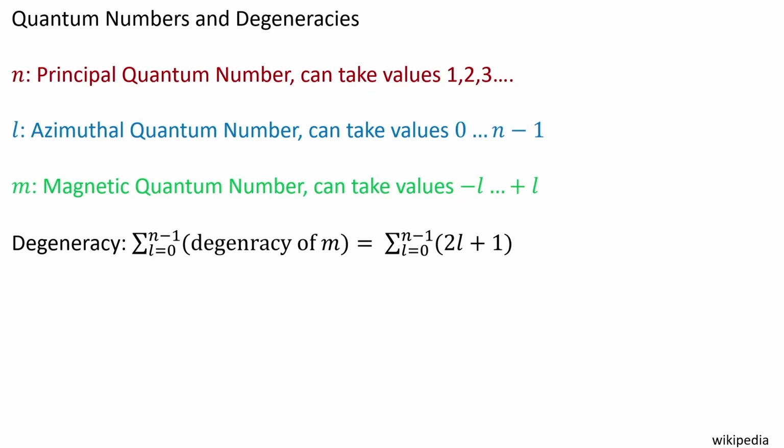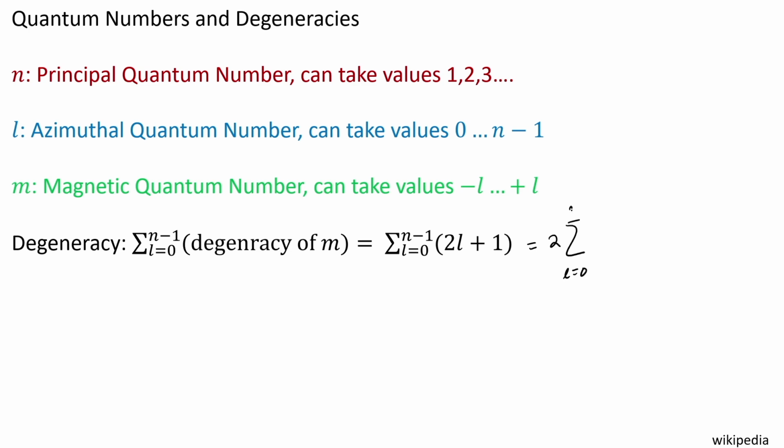Finally, coming to the quantum numbers and degeneracies: N corresponds to the principal quantum number, and it can take values 1, 2, 3, etc. L is called the azimuthal quantum number, and it can take values 0 to n minus 1. M corresponds to the magnetic quantum number, and it takes values minus L to plus L. To calculate the degeneracy, you need the degeneracy of M values, and these M values can take 2L plus 1 values.